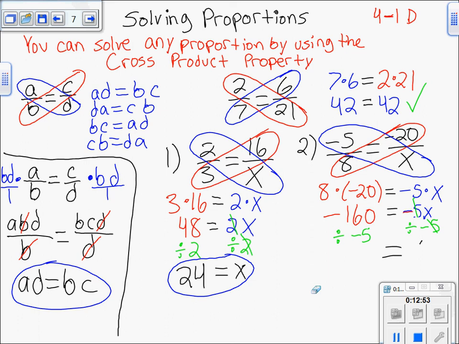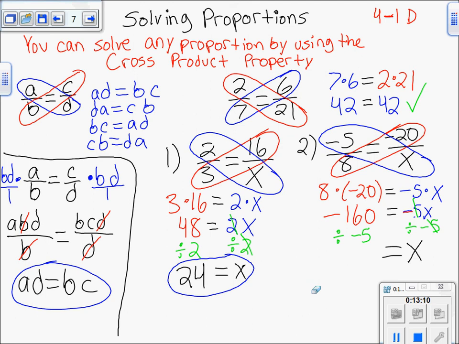So on the right side, the negative 5's cancel. We have just an x. Now on the left side, we have negative 160 divided by negative 5. A negative divided by a negative, okay, let's see, that's a positive. So we know we're going to have a positive answer. So ignore the negatives at this point. Now we just have 160 divided by 5.